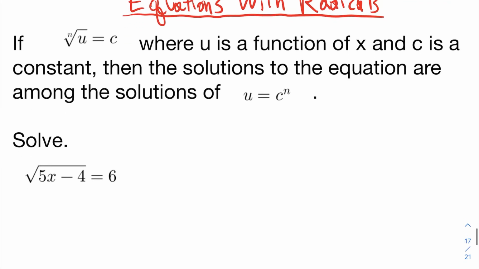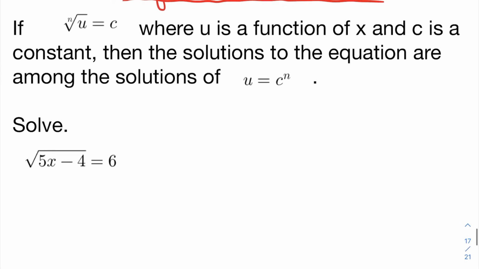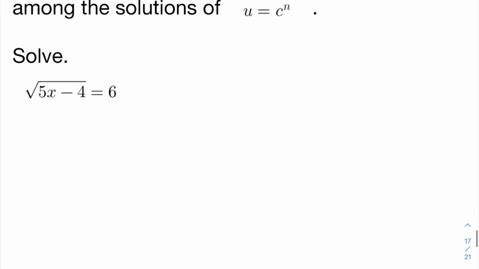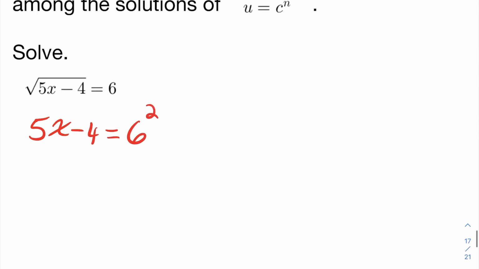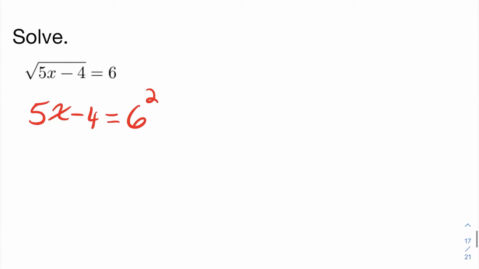So let's try one. So this says the square root of 5x minus 4 is equal to 6. The index of that radical is 2. Whenever there's no index written, you assume it's 2. So that means we can get rid of the radical and just have 5x minus 4 if we square the other side, raise it to the second power, which tells me that 5x minus 4 is equal to 36.